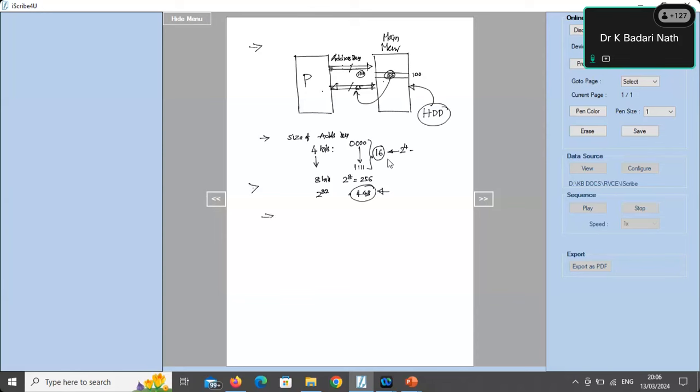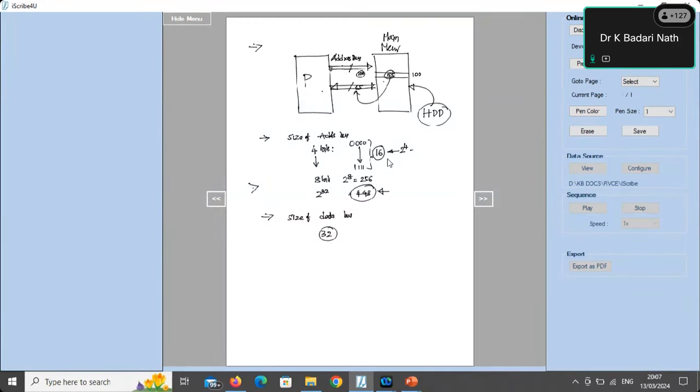Now we'll go to the next concept. How much data can I bring from the memory to the processor at a time? That depends upon the size of the data bus. If the size of the data bus is, let's say, 32 bits, that means I can bring 32 bits of information from the memory to the processor.